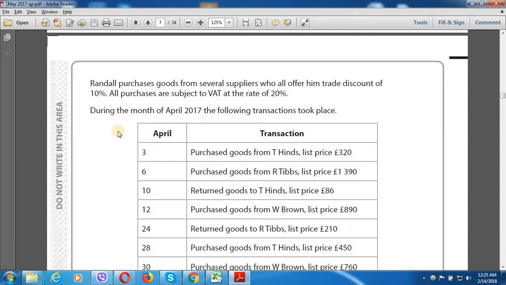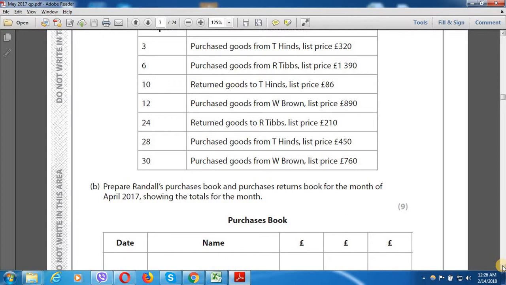During the month of April 2017, the following transactions took place. 3rd April, purchased goods from T. Hines, list price £320. 6th April, purchased goods from R. Tibbs, list price £1,390. 10th April, returned goods to T. Hines, list price £86. 12th April, purchased goods from W. Brown, list price £890. 24th April, returned goods to R. Tibbs, list price £210. 28th April, purchased goods from T. Hines, list price £450. 30th April, purchased goods from W. Brown, list price £760.